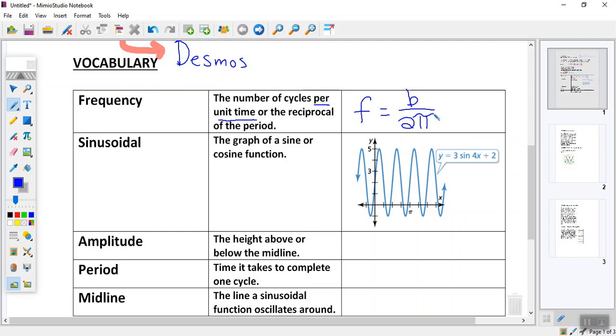Sinusoidal just means it starts here and it just replicates itself. It just keeps oscillating high to low to high to low. The only two curves that do that are what forms? Sine and cosine. If I ever say your function is sinusoidal, you automatically know you're using a sine function or a cosine function. It just means it oscillates. That's all it continues to do.